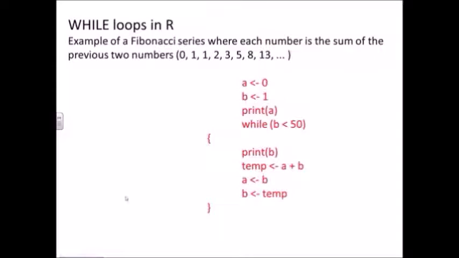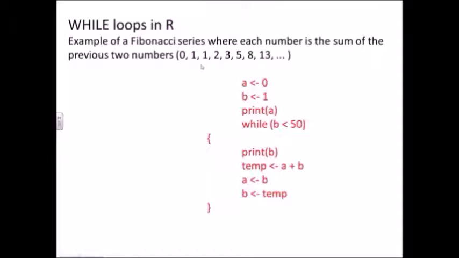The example for that would be to write a loop that produces a specific series. A Fibonacci series consists of a string where each number is the sum of the previous two numbers. 0 and 1 is 1, 1 and 1 is 2, 1 and 2 is 3, 2 and 3 is 5, 3 and 5 is 8, etc.